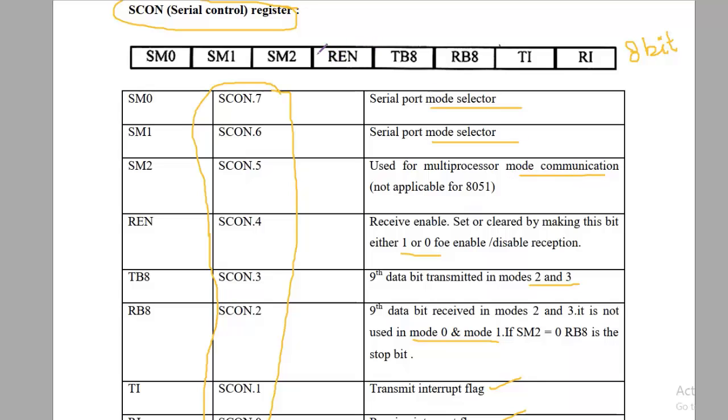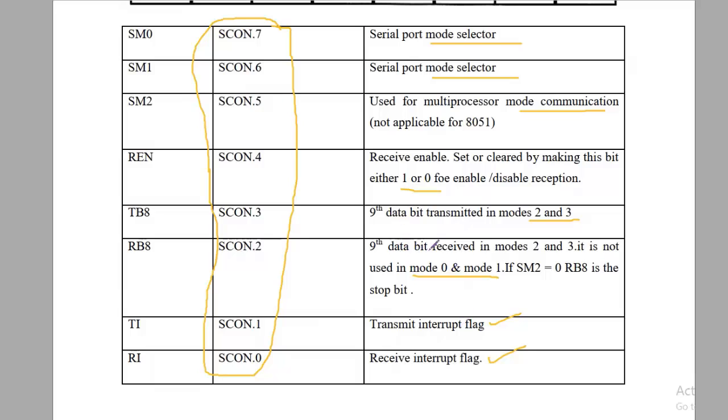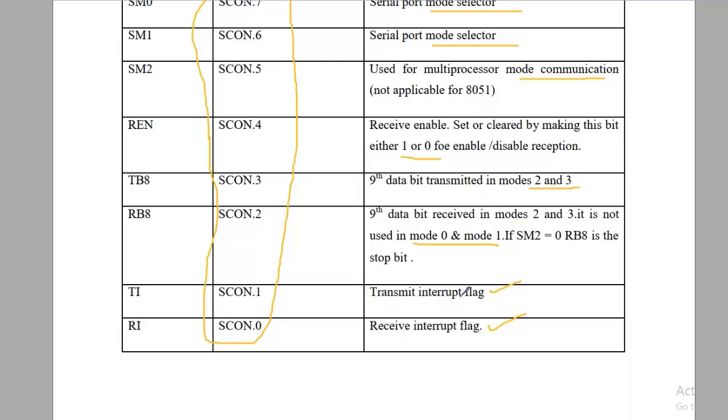Next is the receive enable. Next is the transmission bit, the 9th data bit transmitted in modes 2 and 3. Next is the data bit received in modes 2 and 3. Next is TI, which is the transmit interrupt flag, and RI, which is the receive interrupt flag.